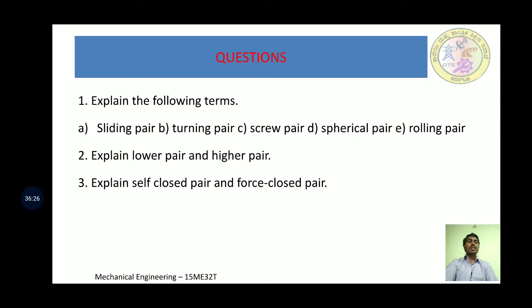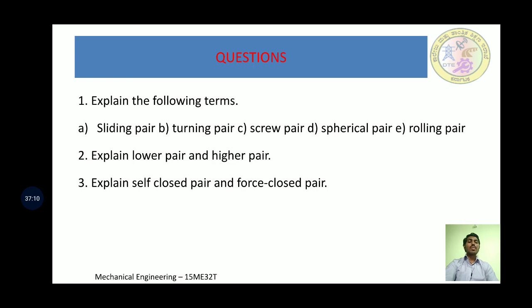Second question, explain lower pair and higher pair. When two elements of a pair have a surface contact when relative motion takes place, it is called a lower pair. Example, sliding pair, turning pair and screw pair form a lower pair. What is a higher pair? When two elements of a pair have a line or point contact when relative motion takes place, and the motion between the two elements is partly turning and partly sliding, it is known as a higher pair. Example, cam and follower.